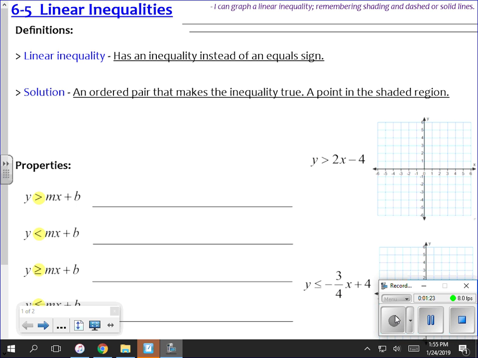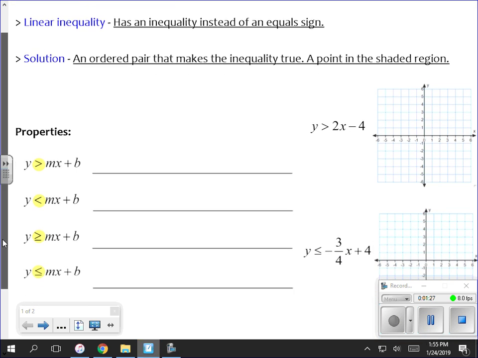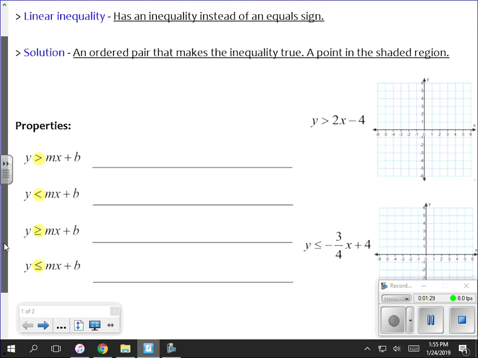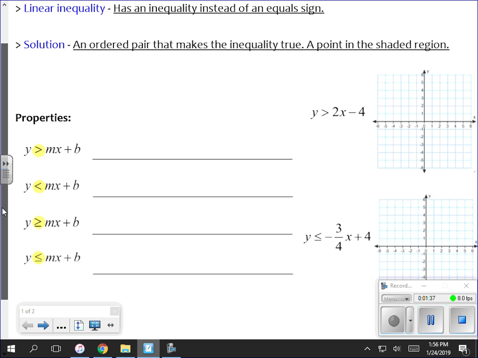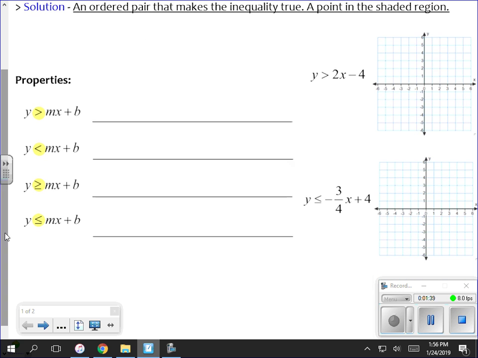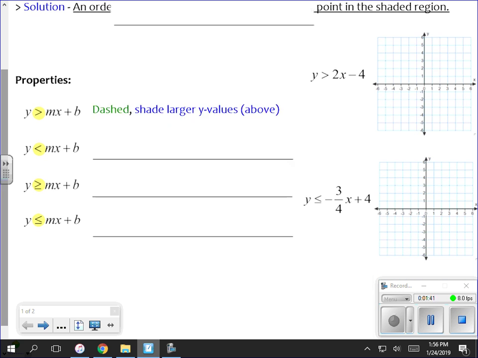Okay. Now, some basic properties. Okay, does everybody have this down? Yeah, I'll pause for a second. Okay, so some of the properties of inequalities. And these focus on what the inequality is.